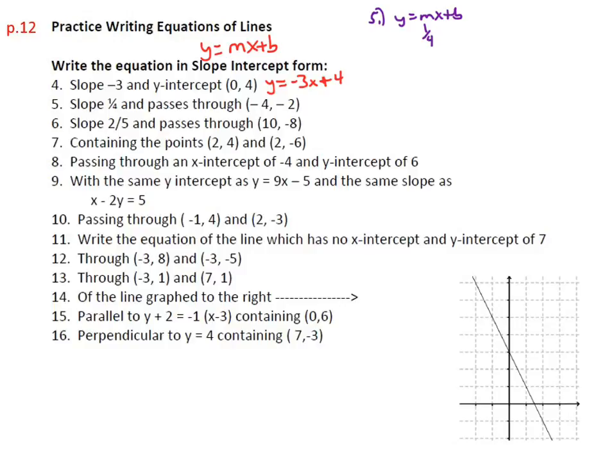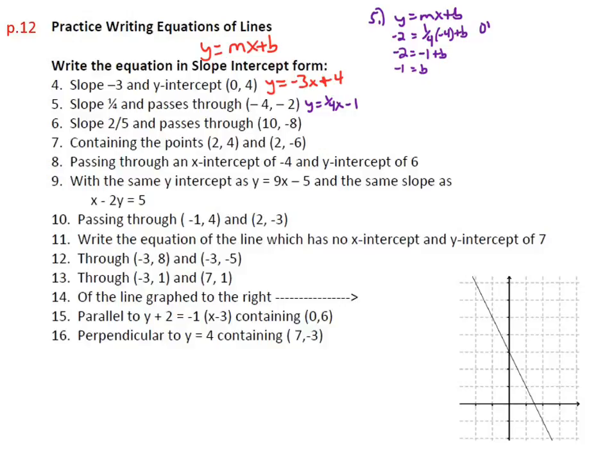So if our slope is 1/4 and we have our ordered pair at -4, -2, we plug those in and solve for b. So we'll say -2 is equal to 1/4 times -4. Well, that's -1 plus b. So when I solve for b, I'm going to be adding 1 to both sides, and I get -1. So now I can say that we have a slope of 1/4, y-intercept is at -1. y equals 1/4 x minus 1.